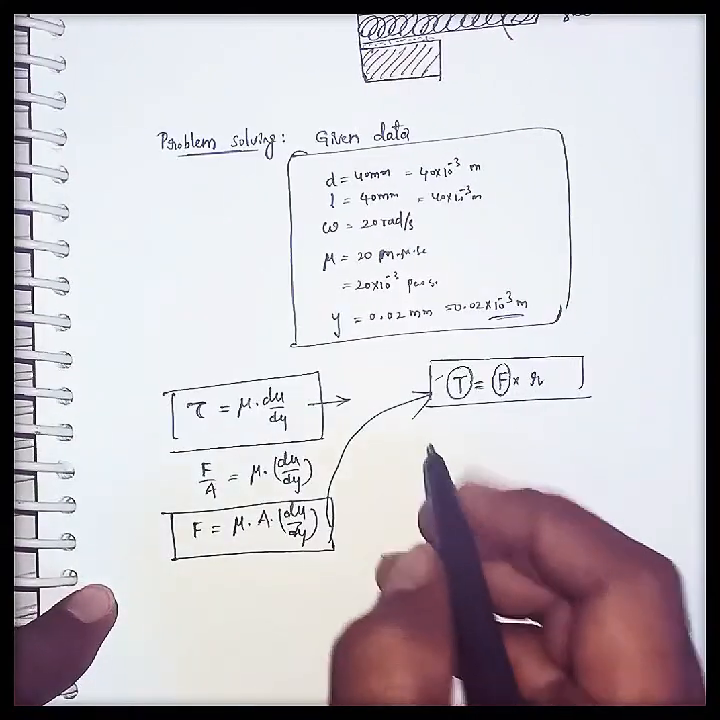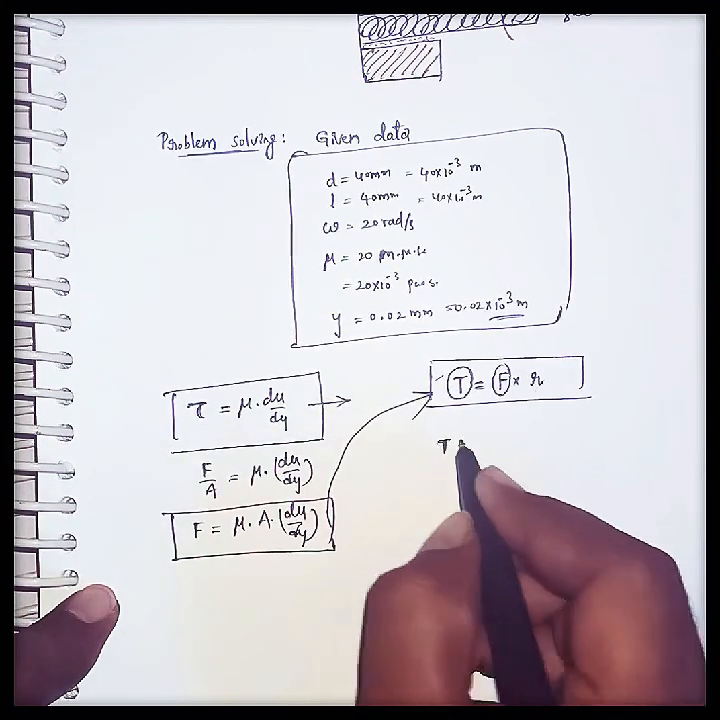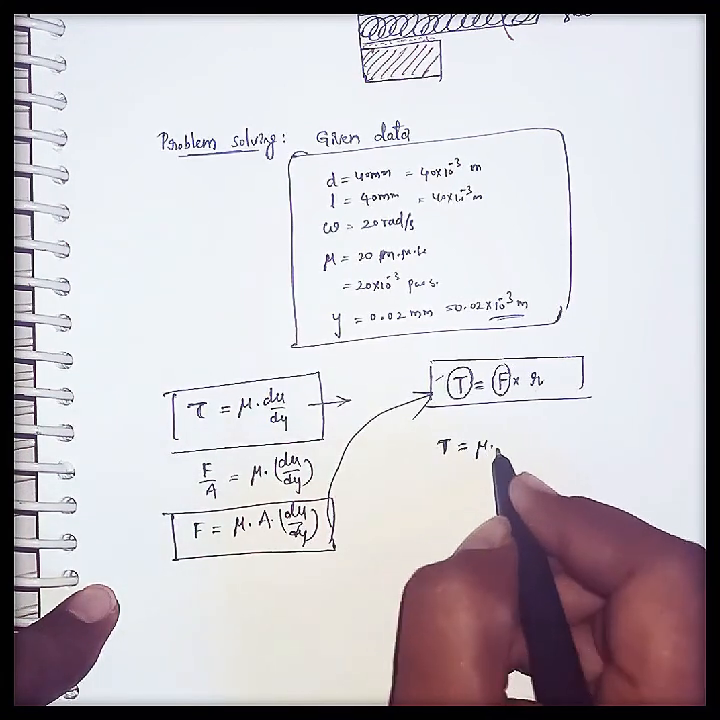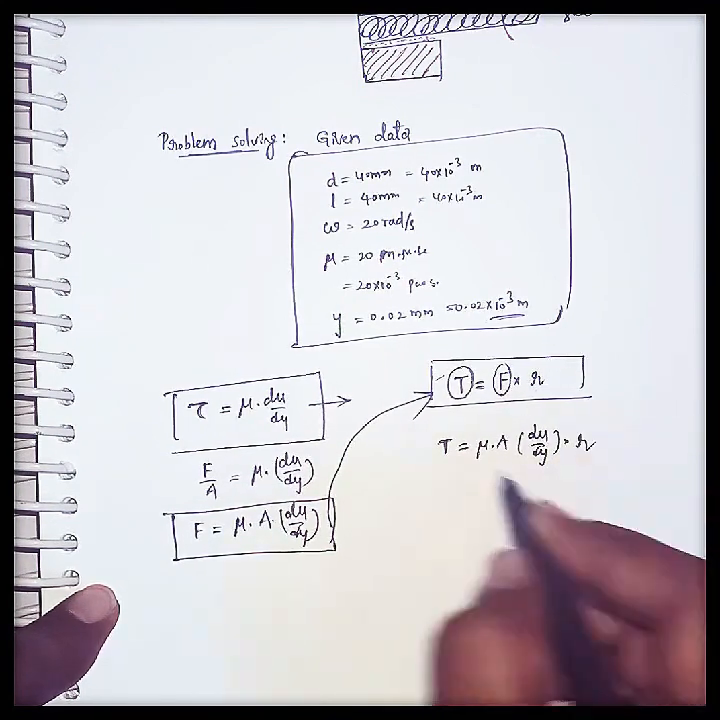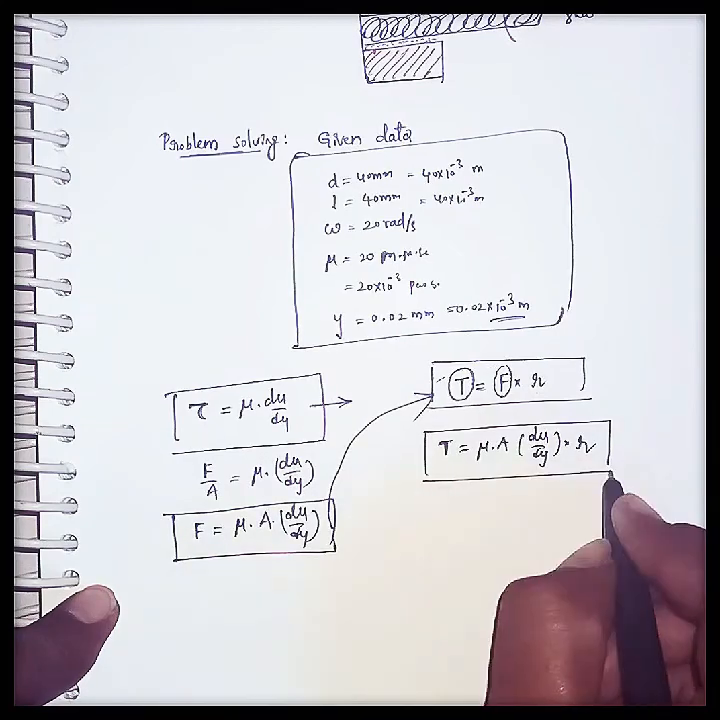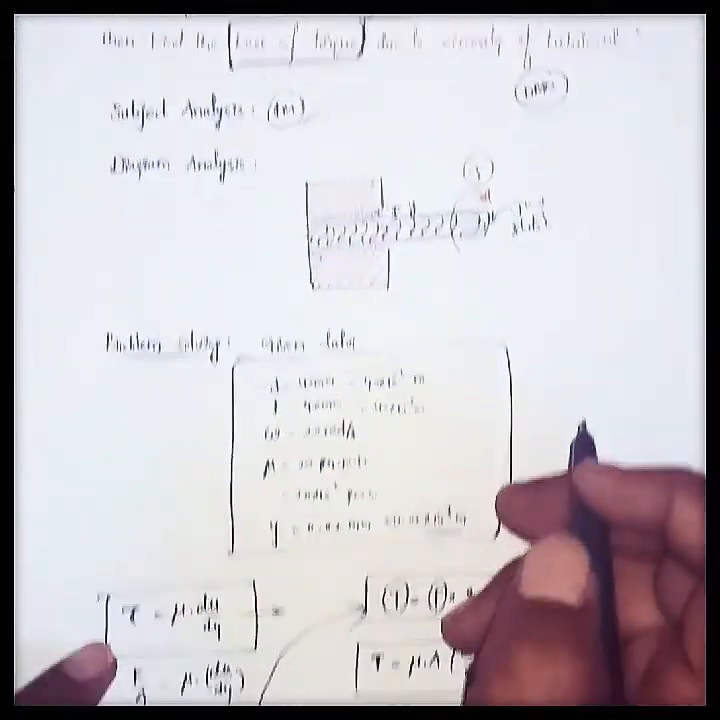Yes or no? If we substitute this equation in this equation, the torque will become T equals mu A du by dy of R. This is the formula to calculate the loss of torque due to the viscosity of the lubricant.